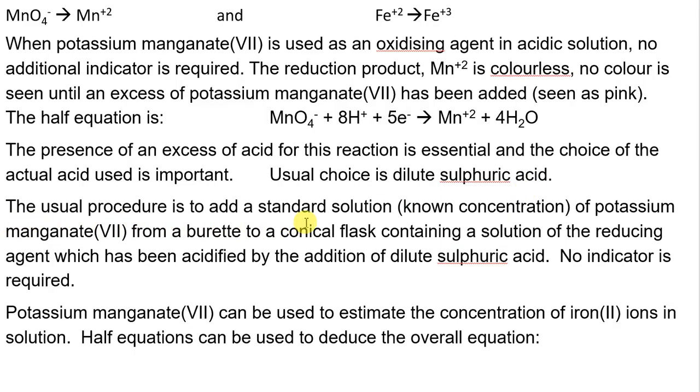The usual procedure is to add a standard solution of potassium manganate 7 from a burette to a conical flask containing a solution of the reducing agent, which has been acidified by the addition of dilute sulfuric acid. No indicator is required. And classically, potassium manganate 7 can be used to estimate the concentration of iron 2 ions in solution. Half equations can be used to deduce the overall equation.